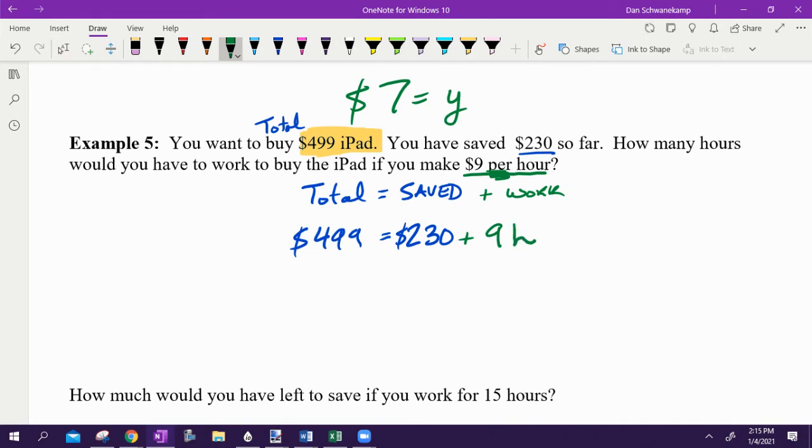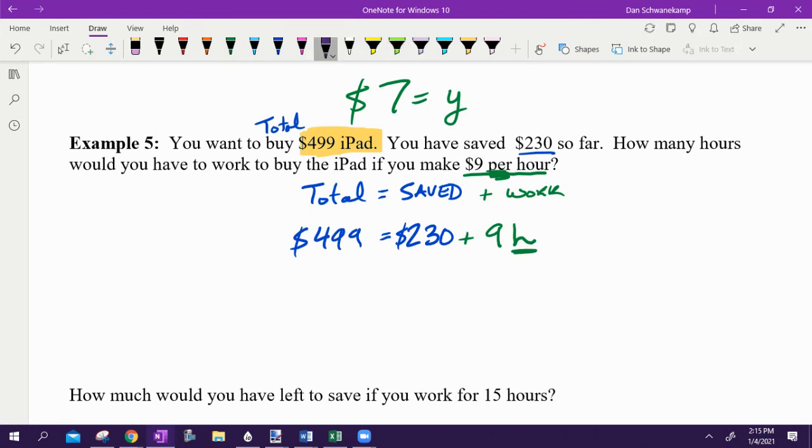I used H here so that we knew what it meant. But I get $9 every hour. So for the first hour, I got $9. For the second hour, I get $18 because I worked 2 separate hours. But this equation is going to figure out how many hours I have to work to buy the iPad. To solve it, I've got to figure out how many hours.